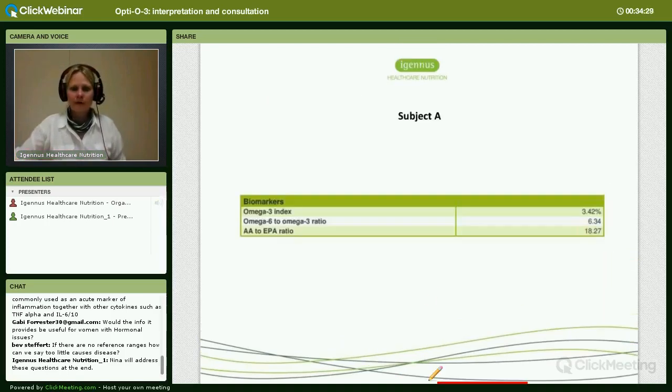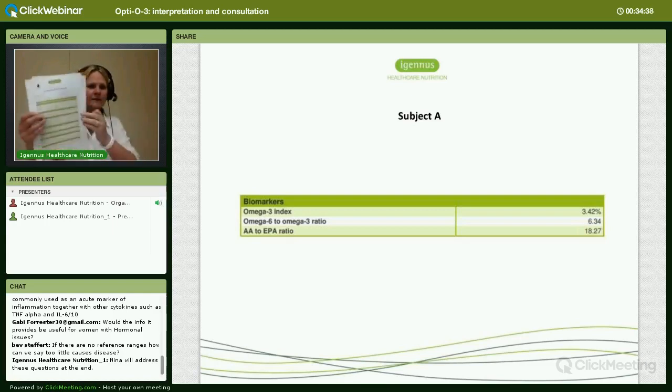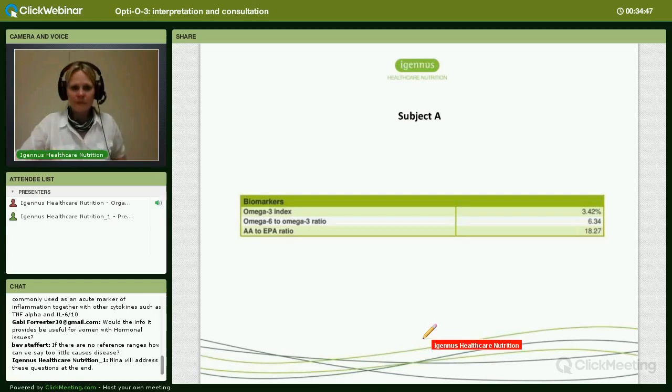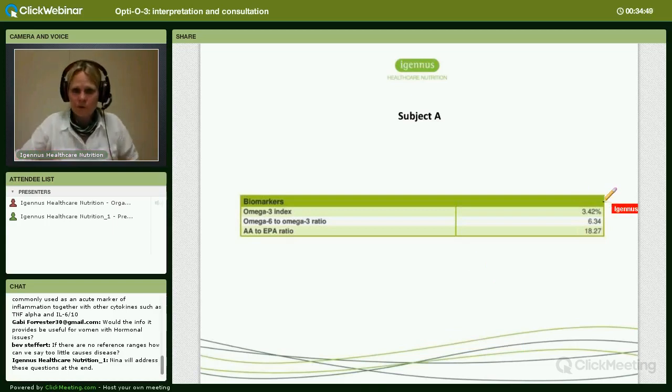Right, so I'm just going to run through a couple of examples. For example, we've got subject A. I haven't provided the whole list of fatty acids here, I've just provided the information on the biomarkers themselves. Subject A has an omega-3 index of 3.42, so it's relatively low, as we'll see in a moment. An omega-6 to omega-3 ratio that's slightly elevated at 6.34, and an AA to EPA ratio that is highly elevated.